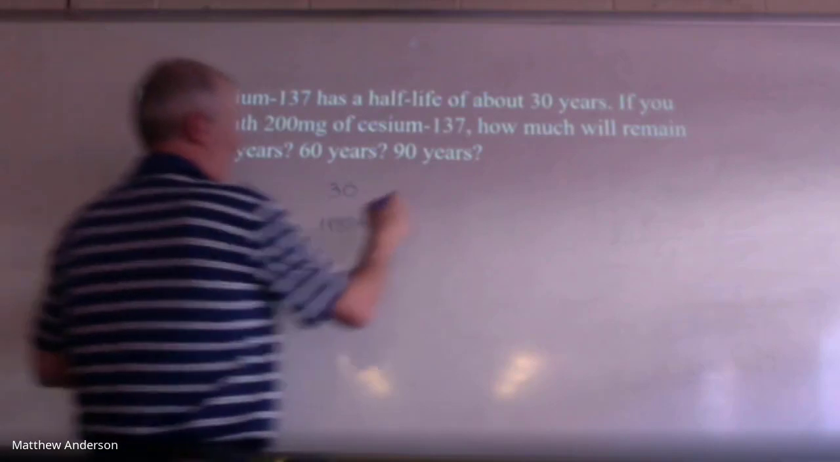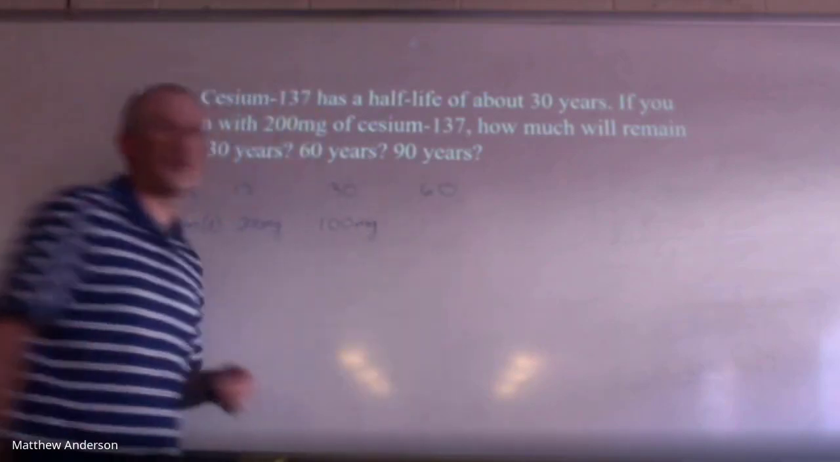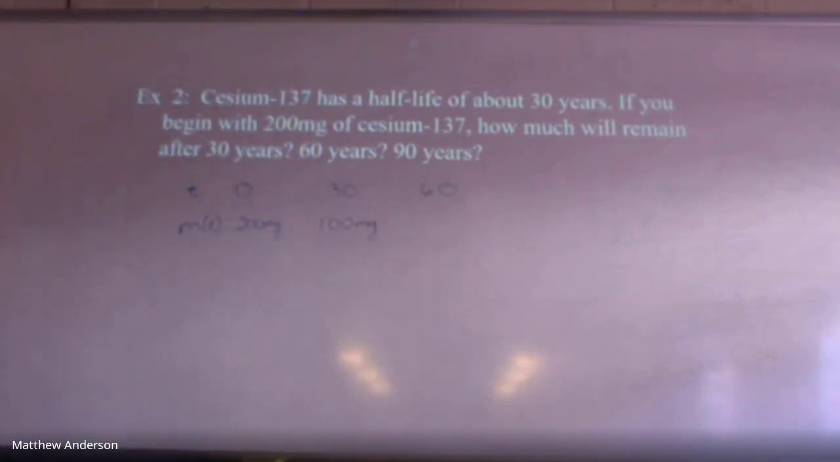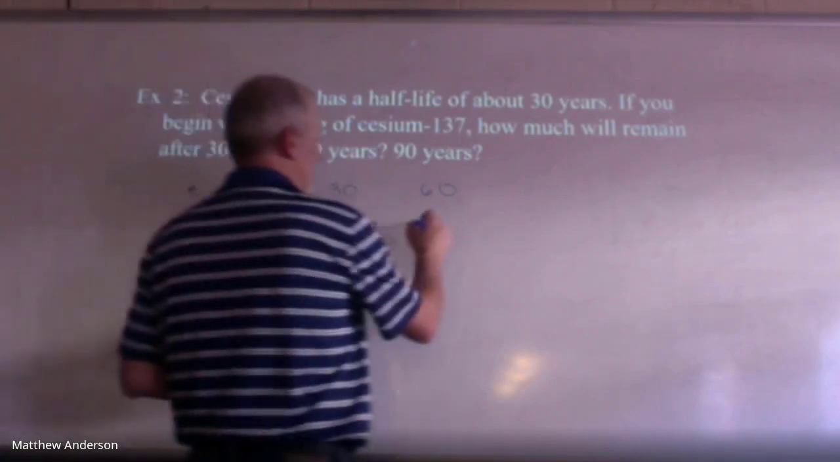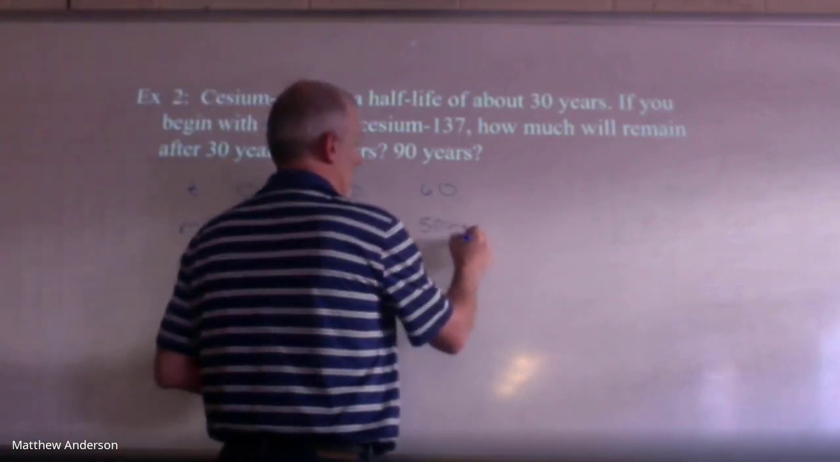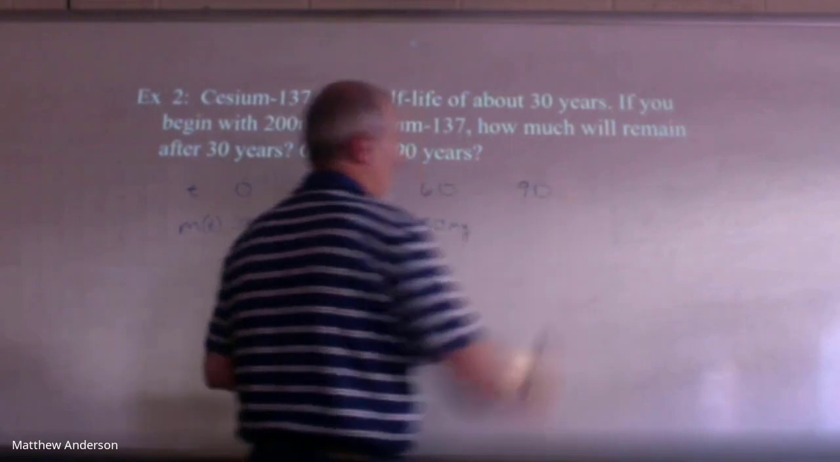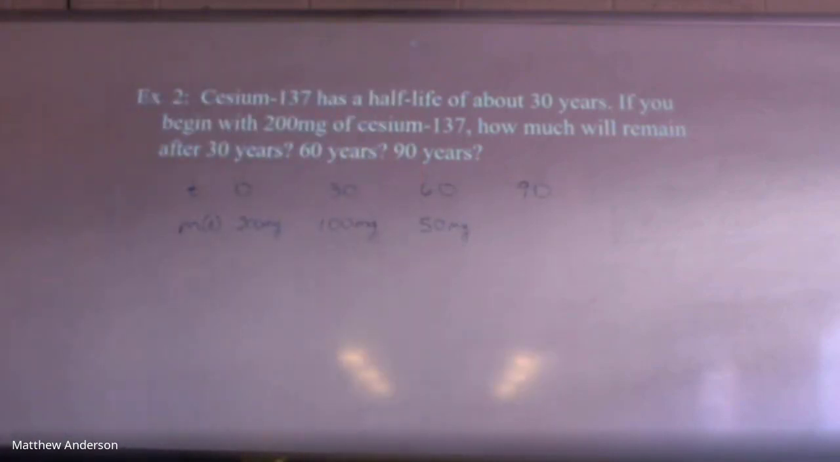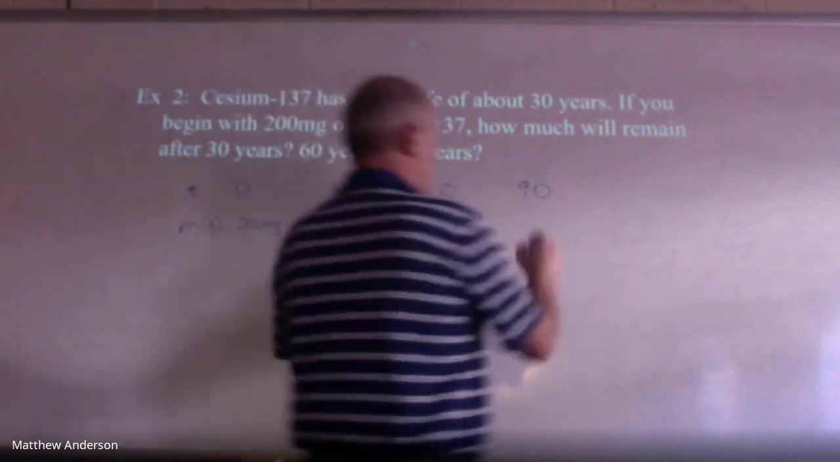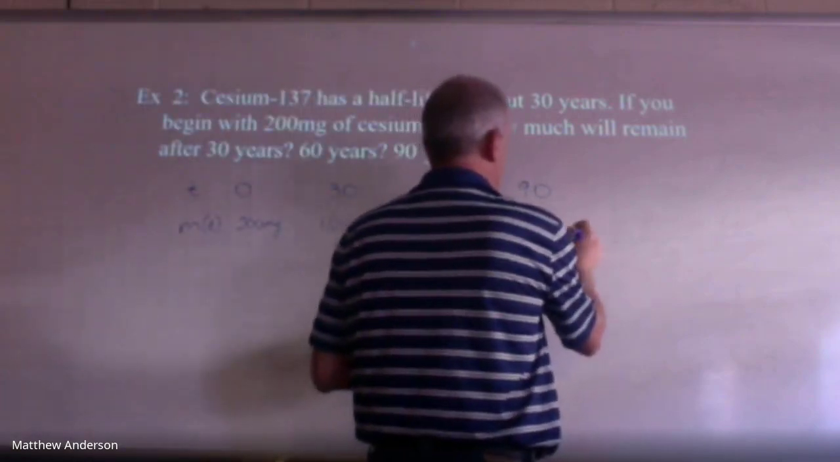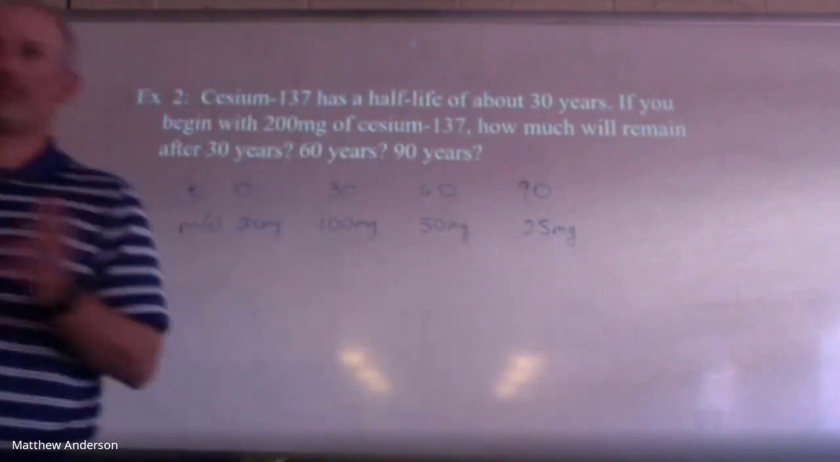Well, then what about after 60 years? How much will be left? 50, because, again, half, right? So 50 milligrams will be left after 60 years. And then after 90 years, how much will be left then? Not none, because it's not subtracting 50. It's taking half. So it's going to be, does that make sense? Yes. So it's going to be 25. So it's always taking half of what you had before.